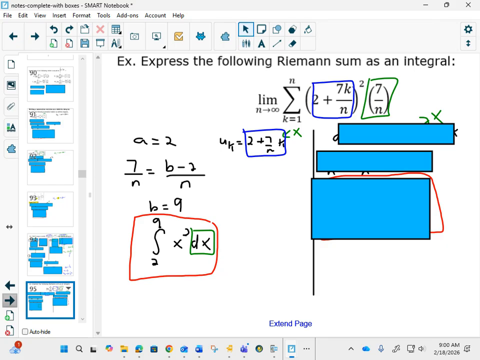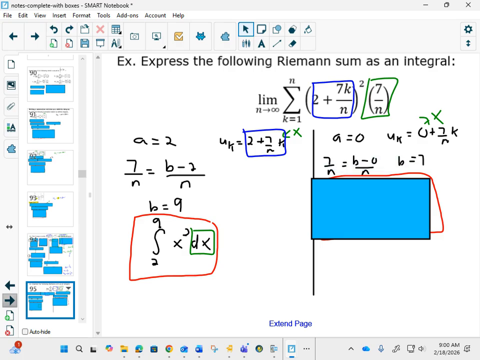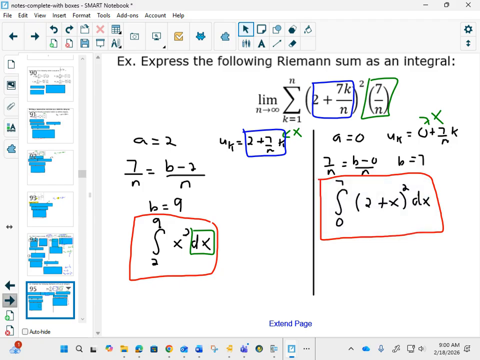Of course, we could have decided 0. If you decided 0, then the b value would be 7, because your change in x is 7. And now your x is 7 over n k, so this would have also been a correct answer.